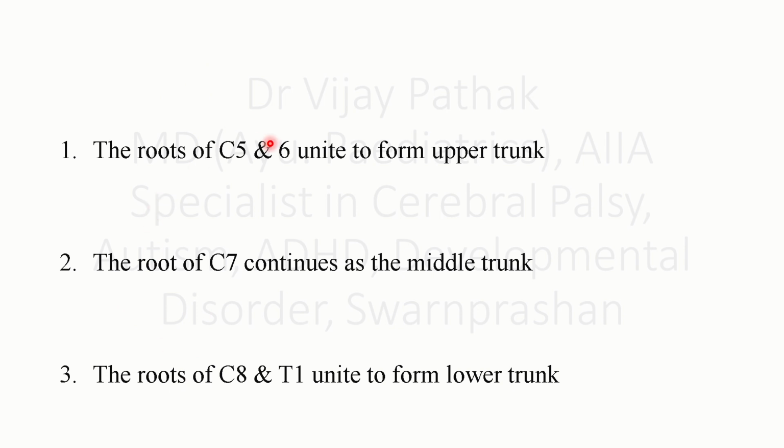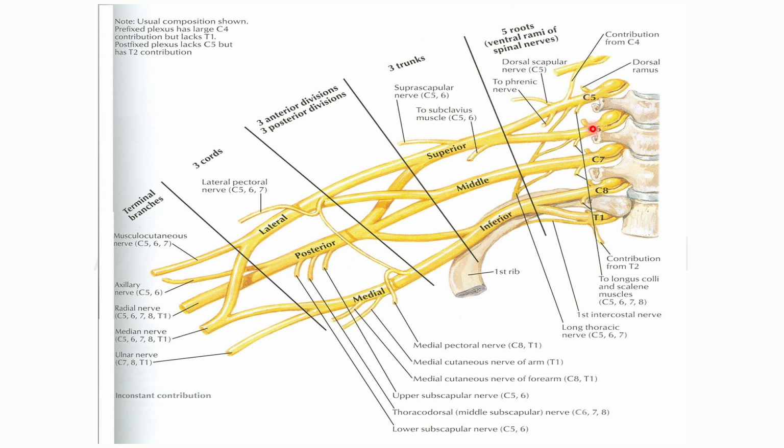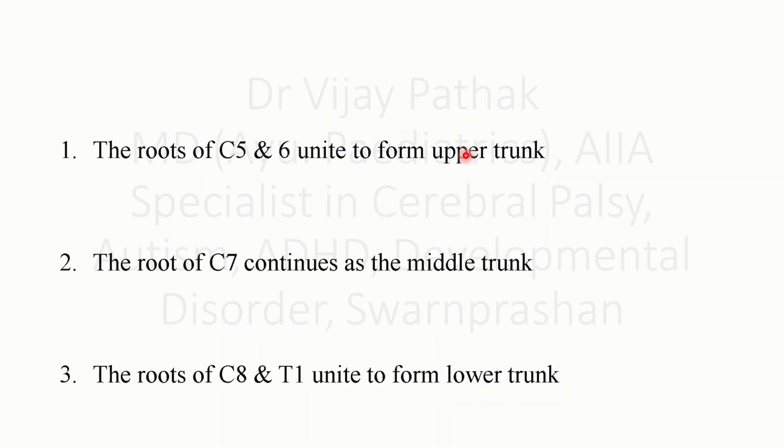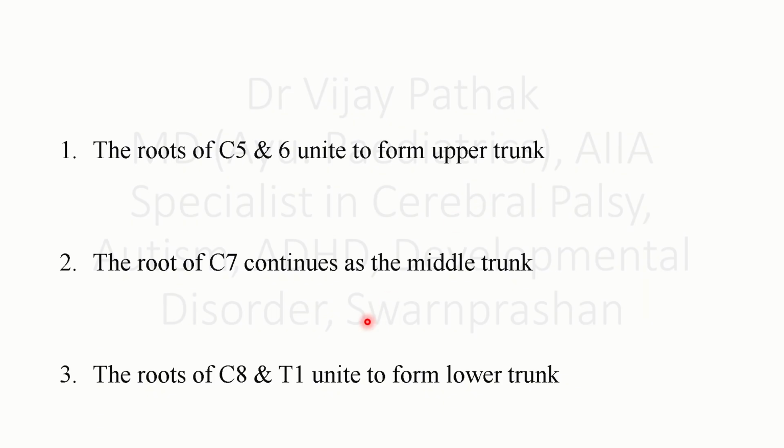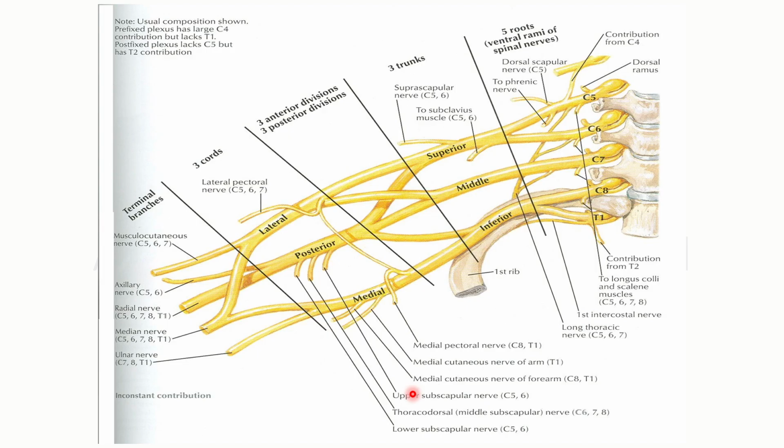The roots C5 and C6 unite to form the upper trunk, or superior trunk. C7 continues to form the middle trunk. C8 and T1 unite to form the lower trunk. Here in this diagram you can see C8 and T1 unite to form the inferior trunk, right? Now this is about the roots, and these are the three trunks: upper or superior, middle, and lower or inferior trunk.